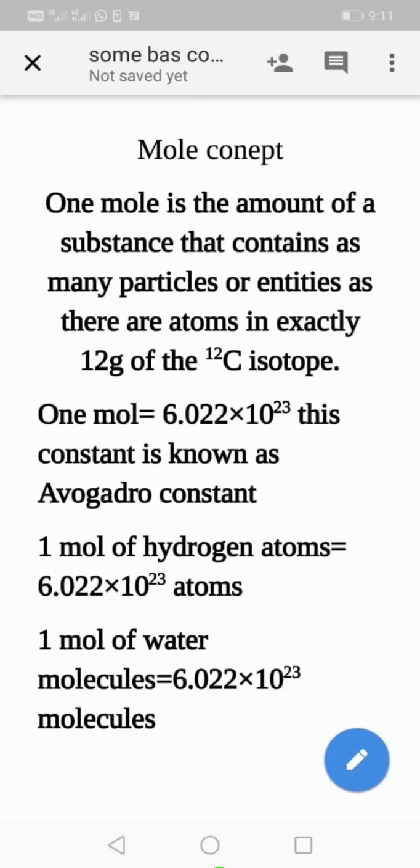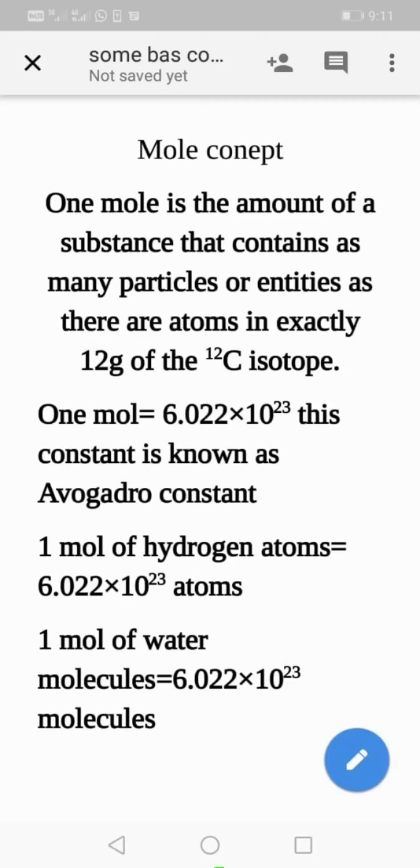Okay, so we can say in the slide that 1 mole is equal to 6.022 × 10^23 particles, whatever the particle may be. Particle means either atoms, molecules or ions. So it's written that 1 mole of hydrogen atoms is equal to 6.022 × 10^23 atoms. That means 1 mole of hydrogen atoms contains 6.022 × 10^23 atoms.